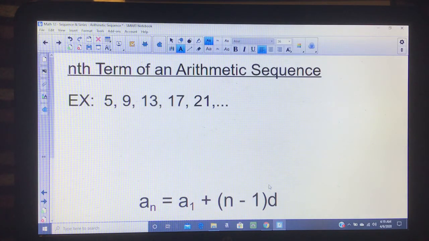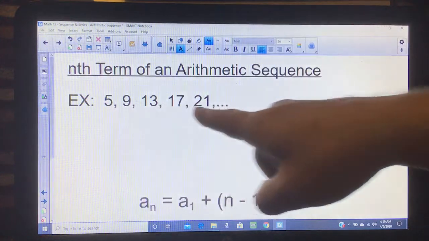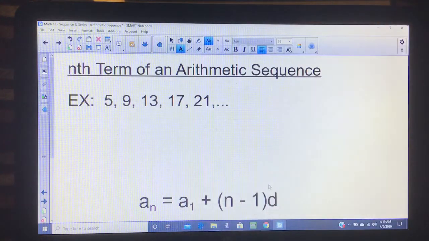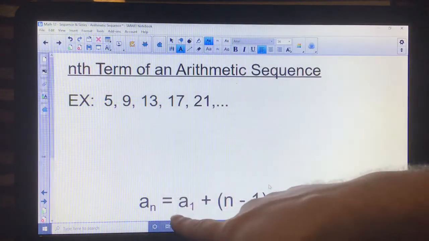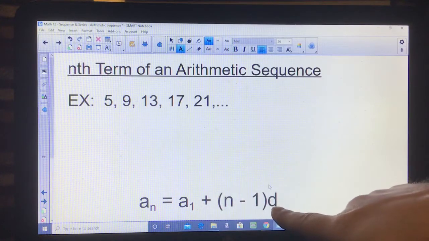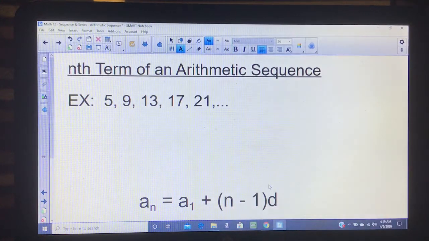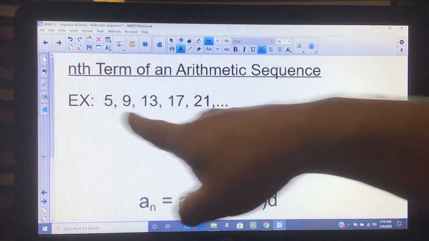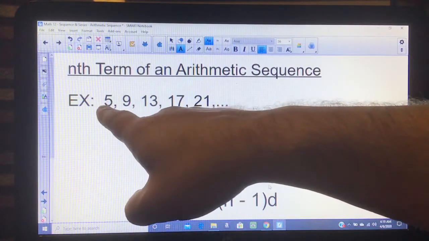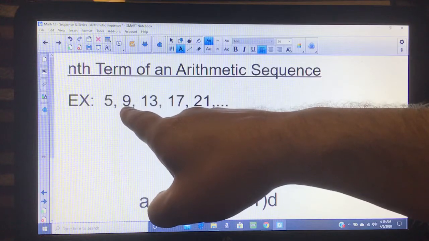So in this example, why does this predict what's going to happen? Well, you always start with the first term. This tells you to add the common difference, but you do it one less time than what you'd think. And I can explain that through this example. Say I wanted the second term. I would only add that common difference of 4 one time.